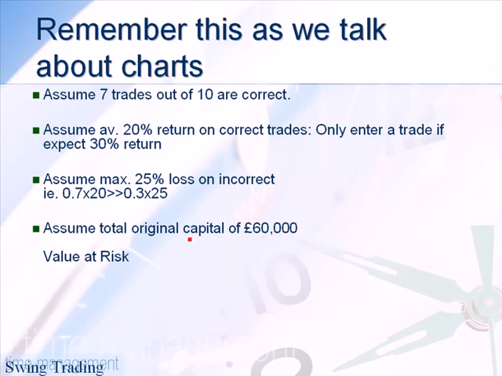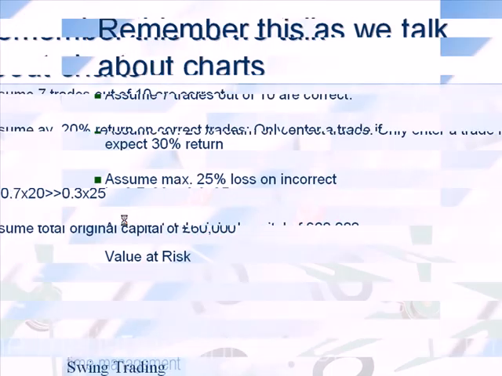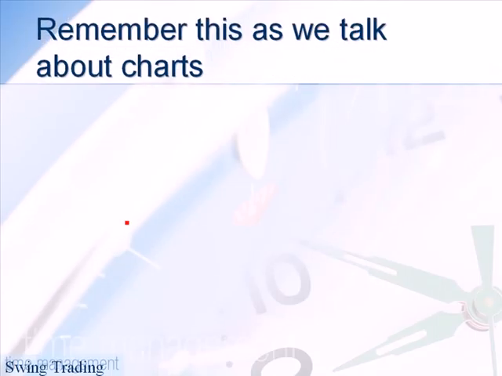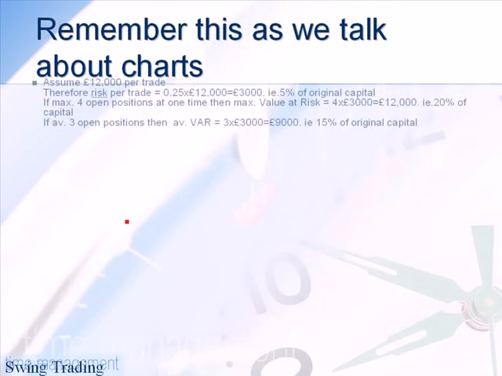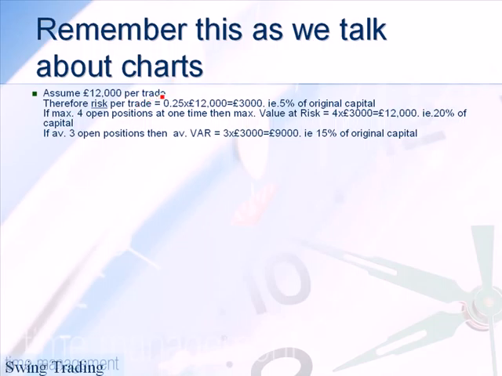Now assume you had a total original capital of £60,000 for argument's sake. You can work out what your value at risk based on that is. Let's just have a look at some of the details. You've got £60,000 total capital. Therefore, let's assume you divide that into 5 equal lots. So you put £12,000 in each individual trade.